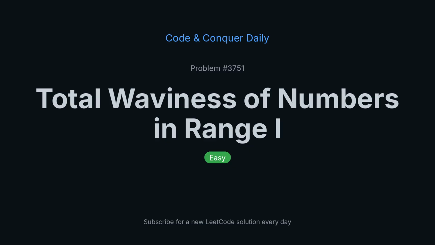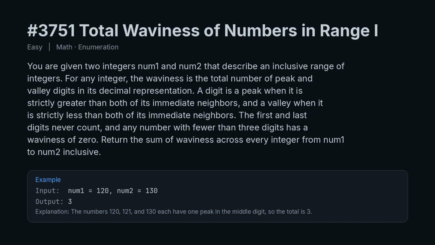Today we're tackling problem number 3751, total waviness of numbers in range I. You are given two integers number 1 and number 2 that describe an inclusive range of integers.